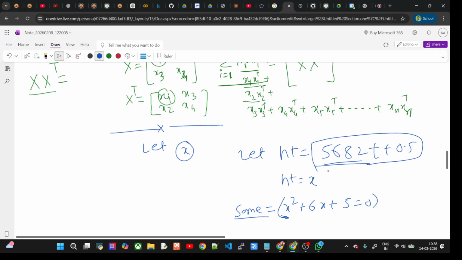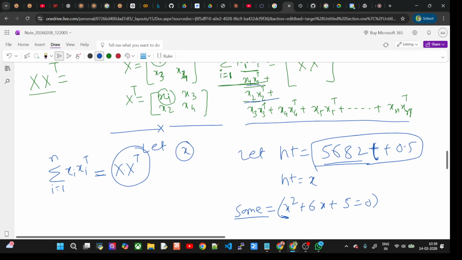This is some equation. You don't want to put this equation, instead of that you put x. So instead of writing the summation from i equal to 1 to n of xi into xi transpose, I am writing x into x transpose. That's all. And these are the same, as we just now solved here. We found that the summation of xi into xi transpose is nothing but x into x transpose.